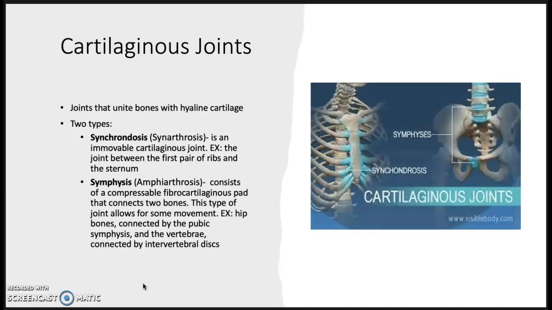Then you have the cartilaginous joints, in which the joints unite bones with hyaline cartilage. It's semi-movement. An example of the synchondrosis would be the joint between the first pair of ribs and the sternum. The symphysis consists of a compressible fibrocartilaginous pad that connects two bones. This type of joint allows again for some movement, in the hip bones connected by the pubic symphysis and the vertebrae connected by the intervertebral disc.